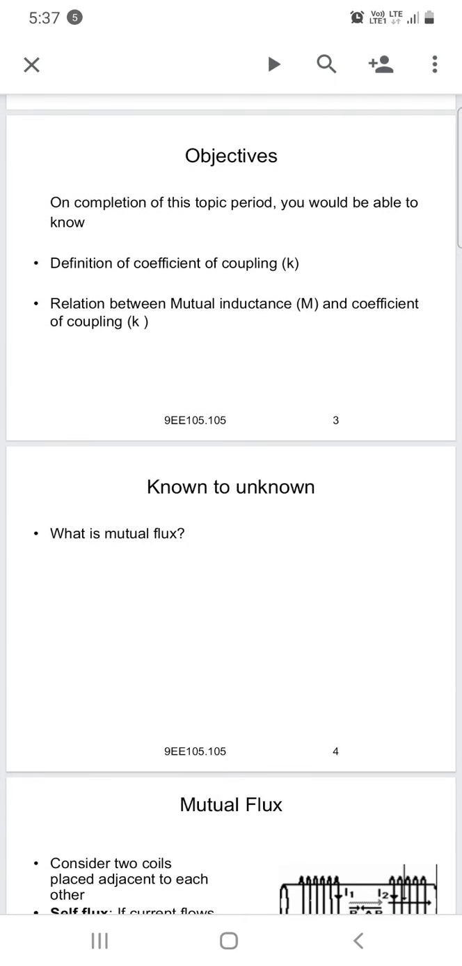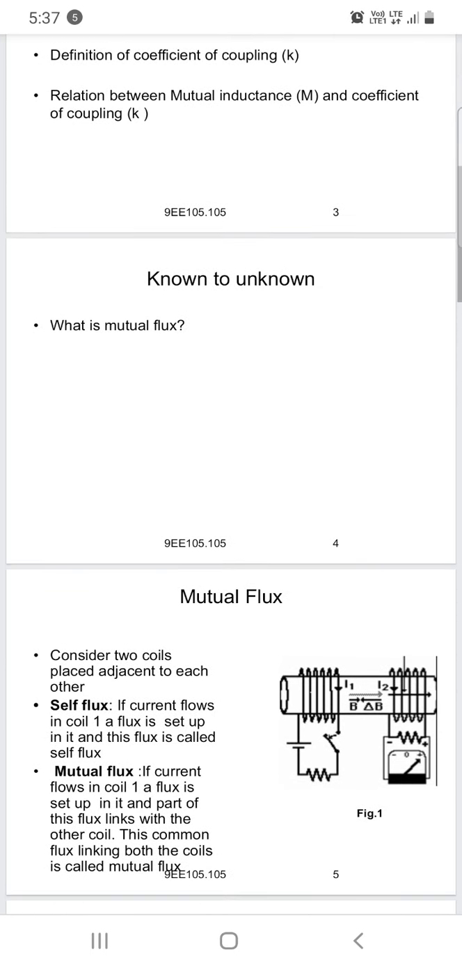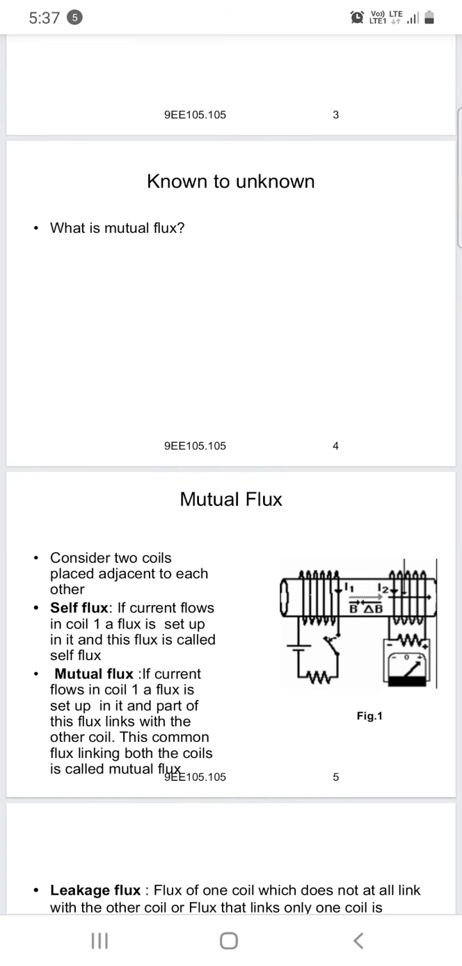So this is the main objective of today's class. The first objective is the definition of coefficient of coupling, and the second objective is the relation between the mutual inductance M and the coefficient of coupling K. Next, what is the mutual flux?